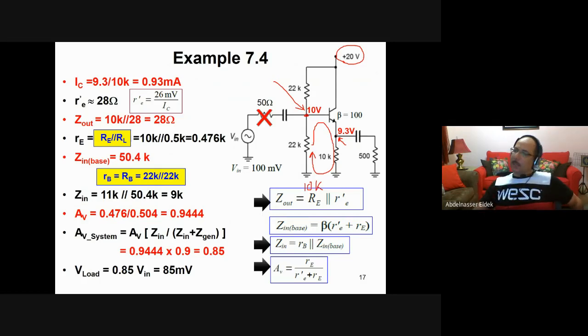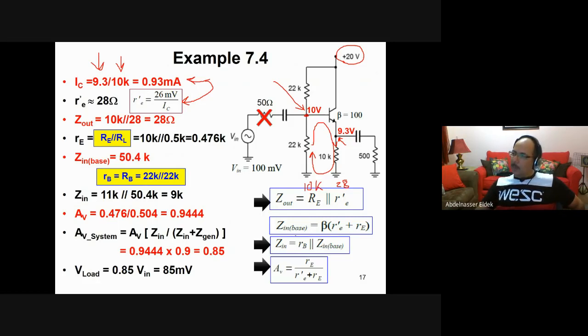Okay, then now you can calculate the current. The current is 9.3 divided by the resistance, which is 10K. So this will be the current, IC. IC equal 9.3 divided by 10K, which is 0.93 milliampere. And now you can substitute in this equation. So 26 millivolt over 0.93 milliampere, it will be 28. So Re prime is 28. But remember, this is 28 ohm. Okay, so 10K parallel with 28 ohm. Then you can calculate the Z out.